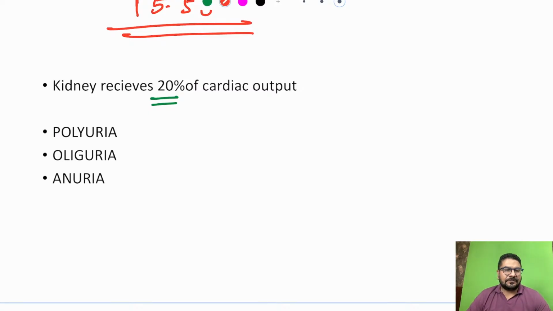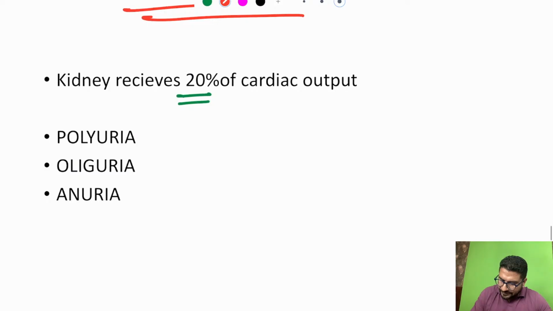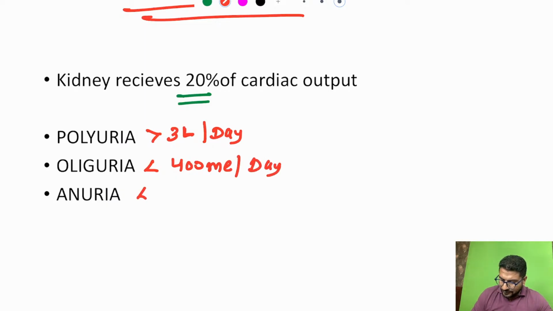So we have terms, some terminologies like polyuria. Polyuria you will call when urine output is more than 3 liters in a day. अगर आप एक दिन में 3 लीटर से ज़्यादा यूरिन रिलीज कर रहे हैं, दैट्स कॉल्ड polyuria. Coming to oliguria, you will call it when it is less than 400 ml per day. And anuria you will call when it is less than 100 ml per day. Urine output अगर 100 ml से कम हो गया, we call this anuria.